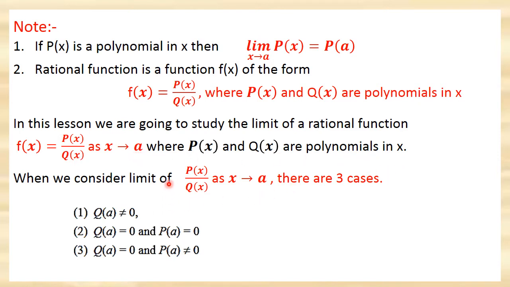Now, when we consider this rational function, there are three cases. In the denominator, there is q of x. So, when we substitute x equal to a, the first case is q of a not equal to 0. Or the second one, q of a equal to 0 and p of a equal to 0 also possible. And the third one, q of a equal to 0 and p of a not equal to 0. So there are these three different cases when we consider this rational function and substitute x equal to a to evaluate the limit.